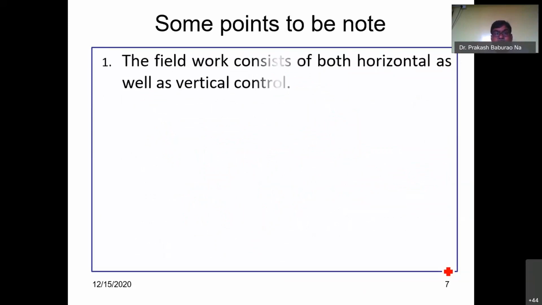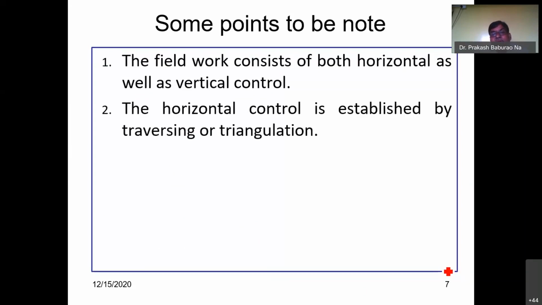So the important point is the actual practical field work. In survey, it involves horizontal control points and vertical control points. So there is a need to establish horizontal control as well as vertical control. Horizontal control is helpful for measuring the angles. Vertical control is helpful to find out the reduction of soundings, to find out the reduced level.